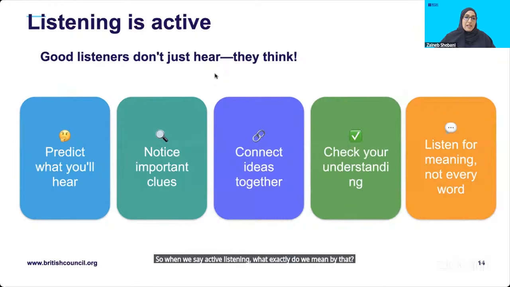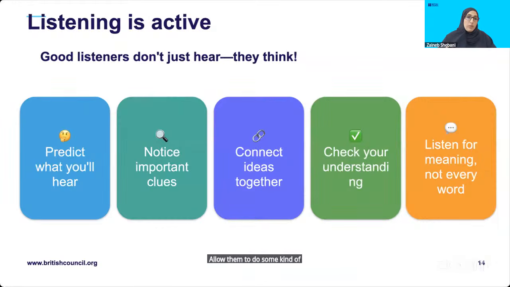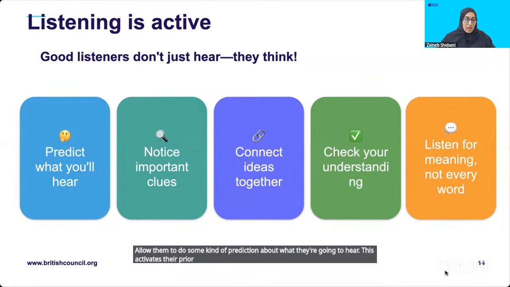Here you can see on the slide that we have a number of steps when we are doing listening with the students. And in order to make it active, you want to make sure that you first allow them to do some kind of prediction about what they're going to hear. This activates their prior knowledge. It gets them thinking about the topic, which makes it easier for them to understand it later.